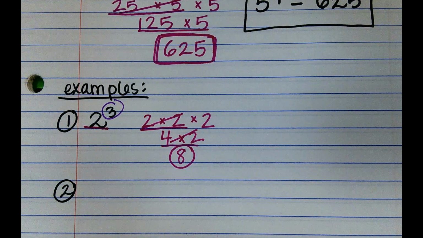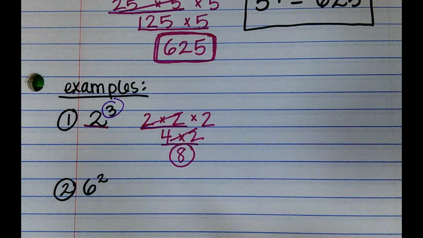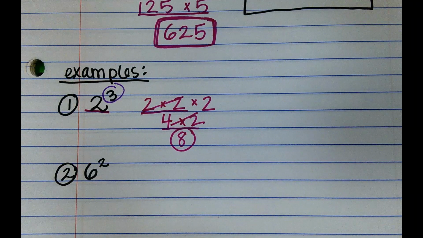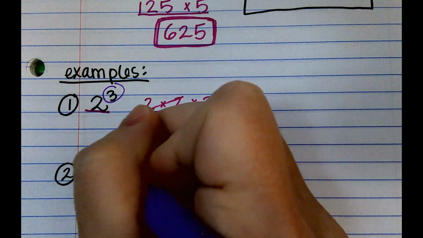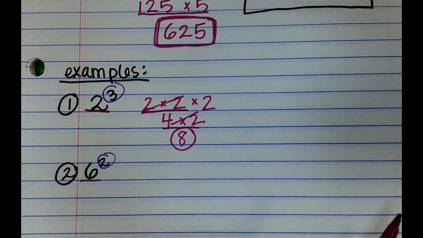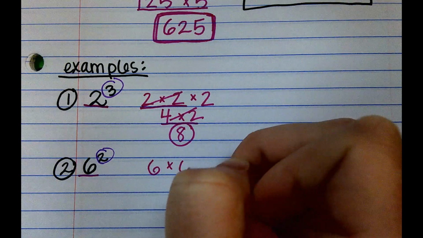Let's do another one. 6 to the second power. 6 is the base. 6 is my base. 2 is the exponent or the power. So what multiplication problem will I write? 6 times 6.